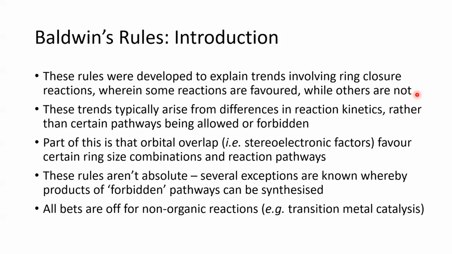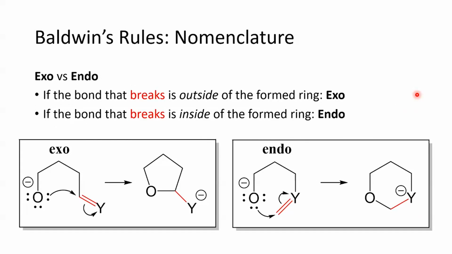So basically, one reaction pathway is considerably faster than the other one, such that at the end of the reaction, you don't see the slower product. Part of this comes down to orbital overlap, or stereoelectronic factors, which favours certain combinations of ring sizes and reaction pathways. Baldwin's rules aren't absolute. There are several exceptions whereby you can actually get the forbidden product at the end. However, a lot of these centre around either hypervalent atoms, so examples like sulfur and phosphorus, or catalysis involving transition metals.